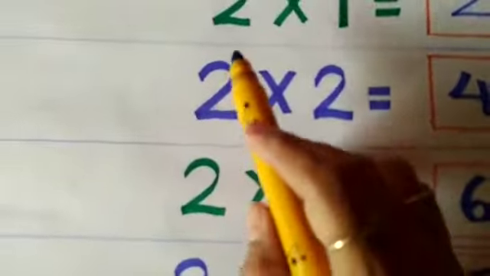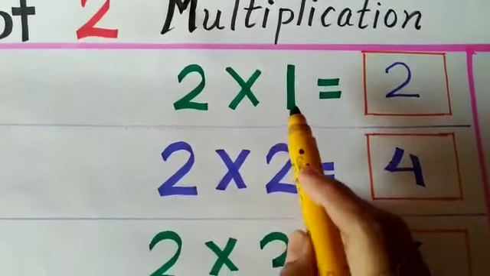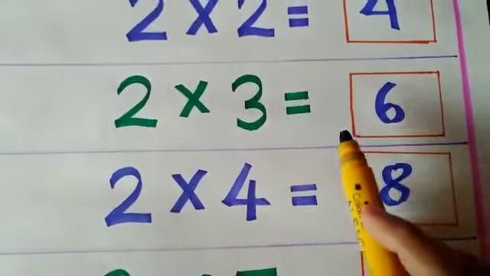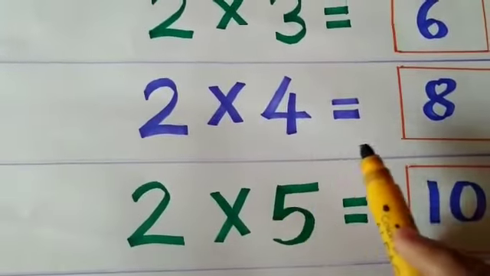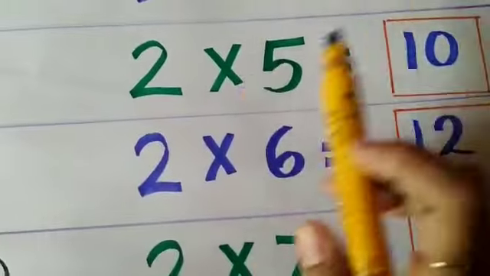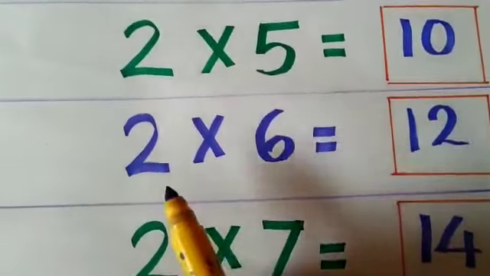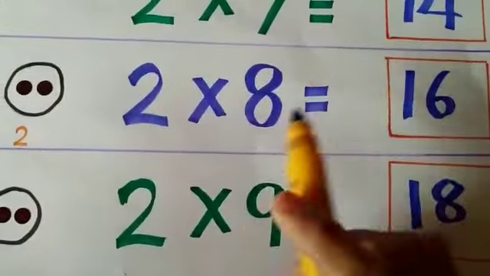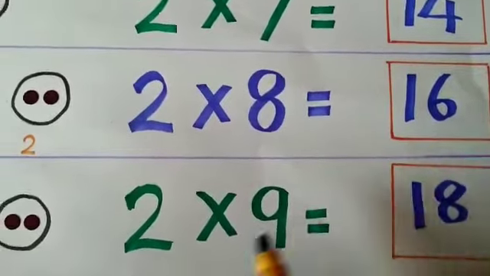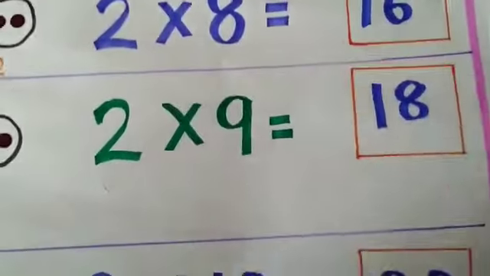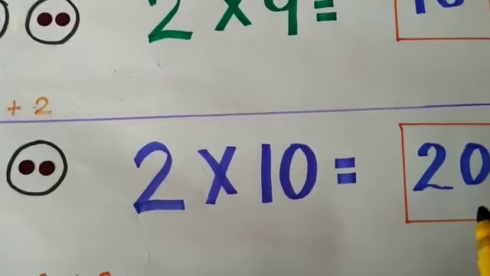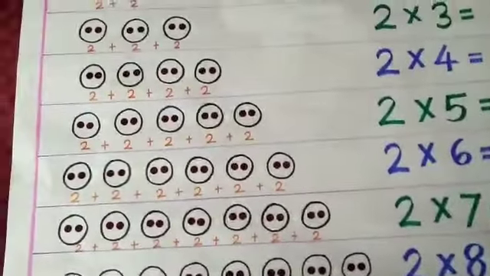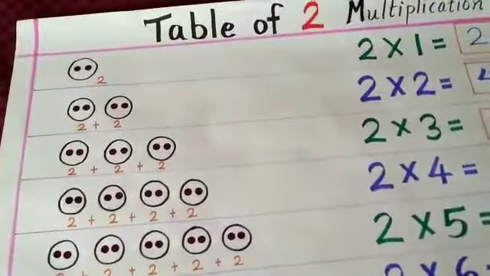So how do we read this table of 2? We read it: 2 1s are 2. 2 2s are 4. 2 3s are 6. 2 4s are 8. 2 5s are 10. 2 6s are 12. 2 7s are 14. 2 8s are 16. 2 9s are 18. And 2 10s are 20. So this way you are going to make the table of 2.